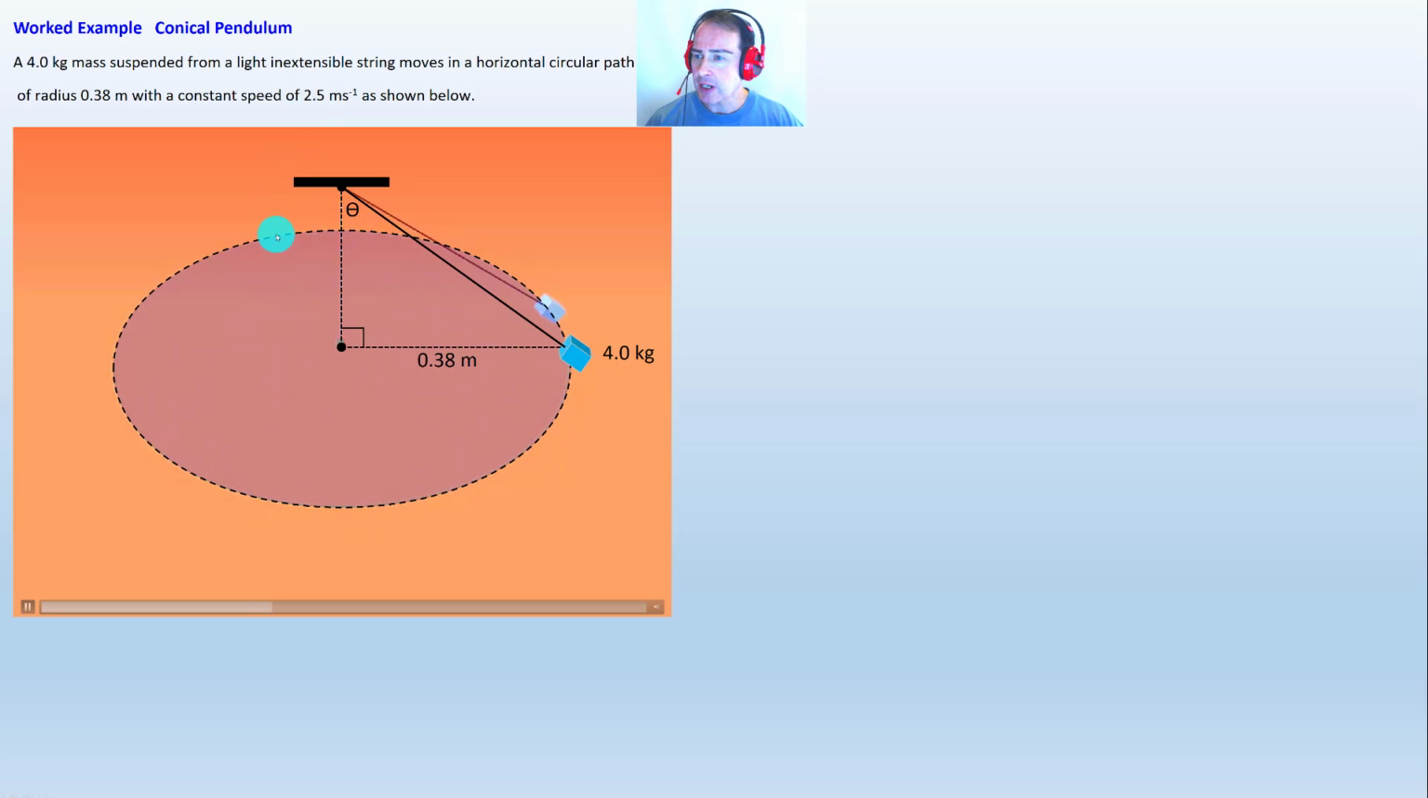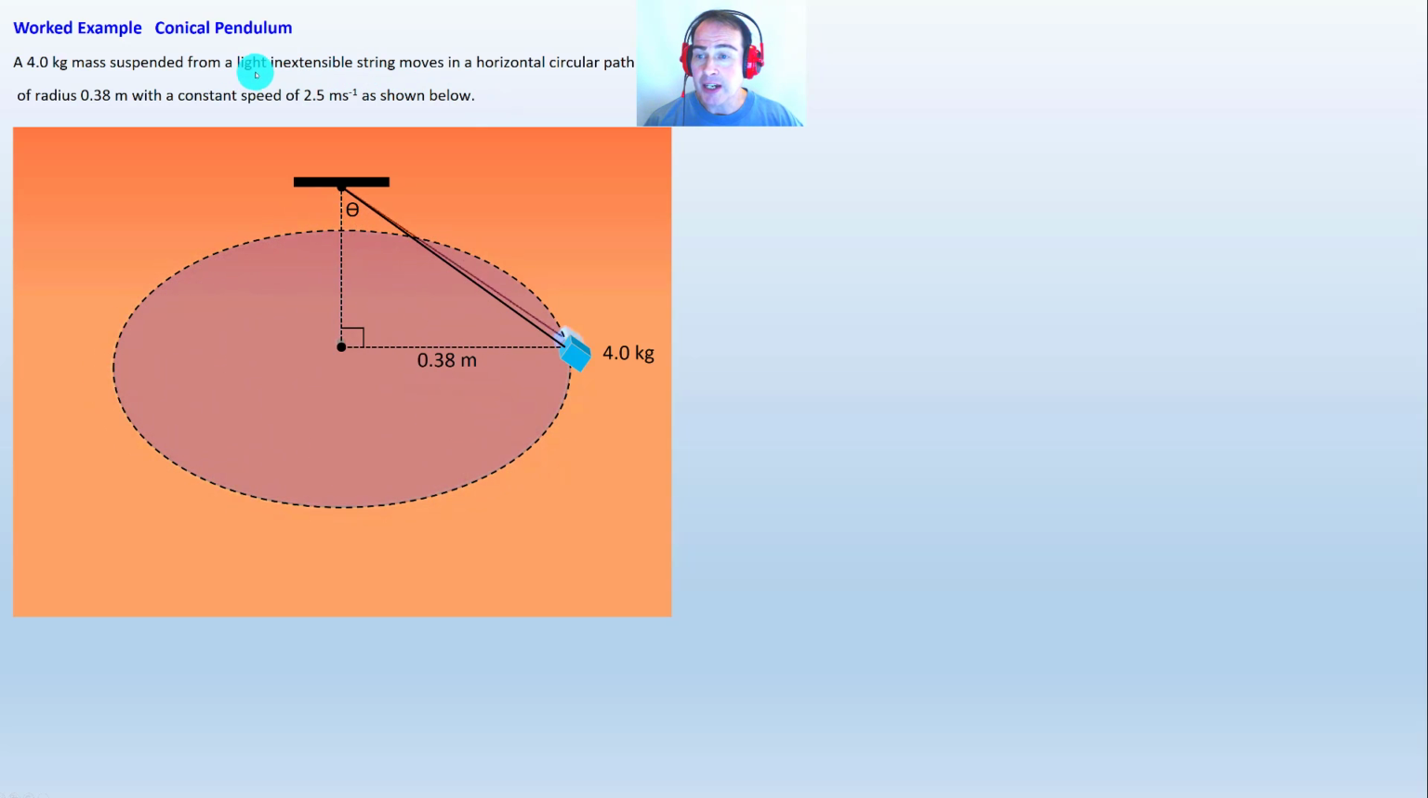Now the question asks three things. Let's read it first. A 4 kilogram mass suspended from a light, inextensible string moves in a horizontal circular path of radius 0.38 meters with a constant speed of 2.5 meters per second as shown below.